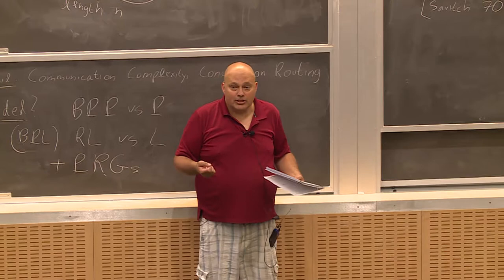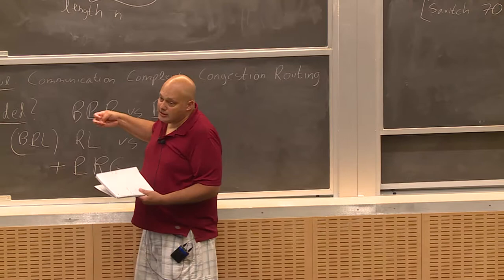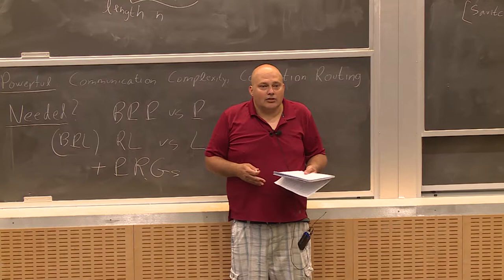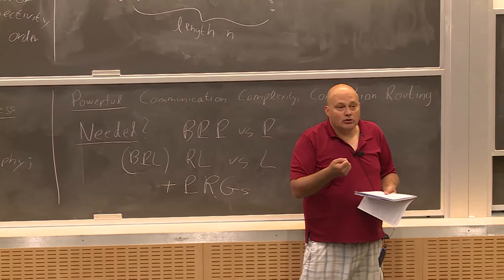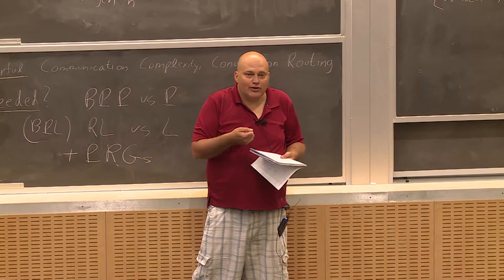So what's the basic idea of Savitch? Basic idea is, yeah, I cannot enumerate all paths, but I don't need to enumerate all paths. Because two paths that lead, for example, in the middle layer to the same node are exactly the same for me. I don't care how I got there, as long as I can get there.